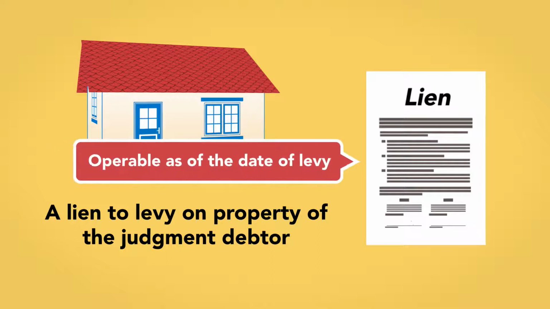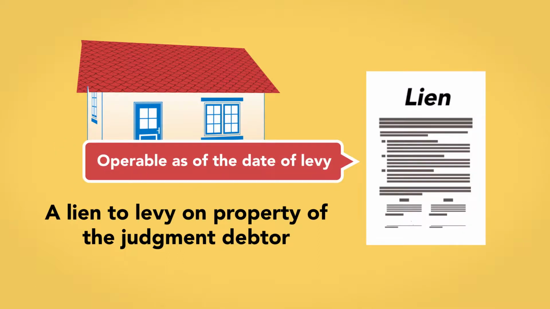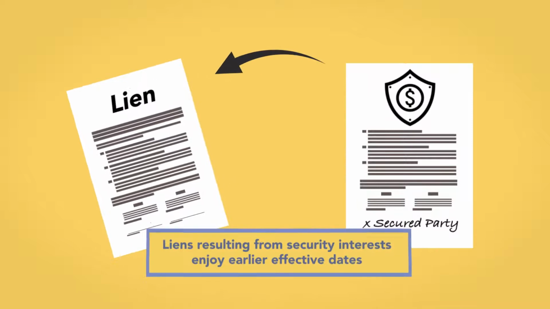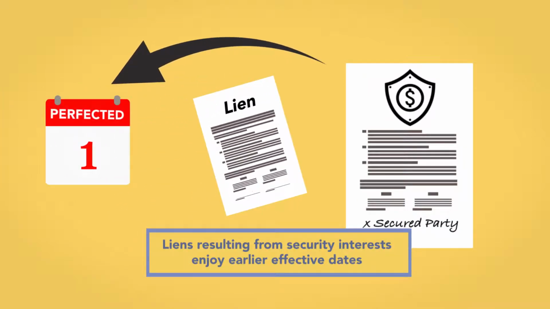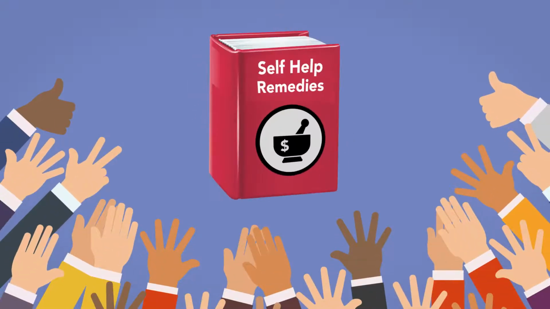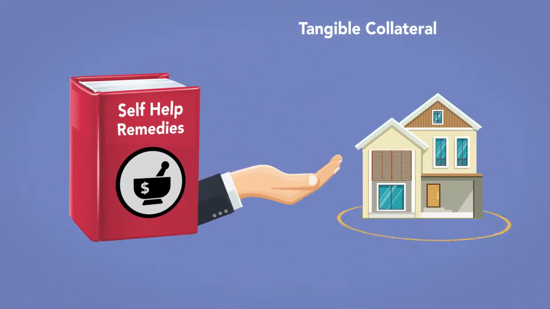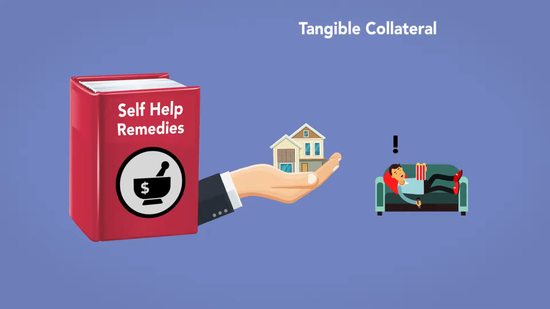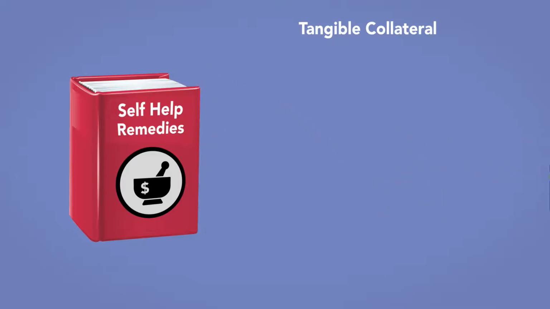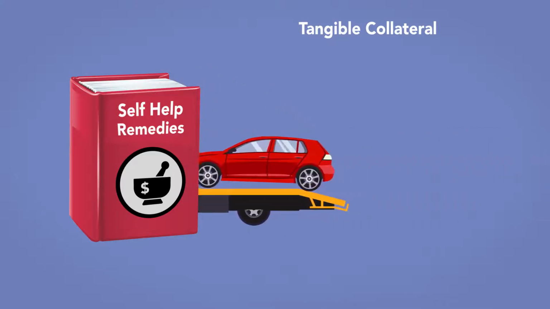In most cases, such liens are operable as of the date of the levy. However, liens resulting from security interests enjoy earlier effective dates, relating back to the date of perfection or filing of a UCC-1 form. Most secured parties choose self-help remedies where possible. For tangible collateral, self-help means repossession of the collateral. This usually involves taking physical possession of it, such as by towing a repossessed car.